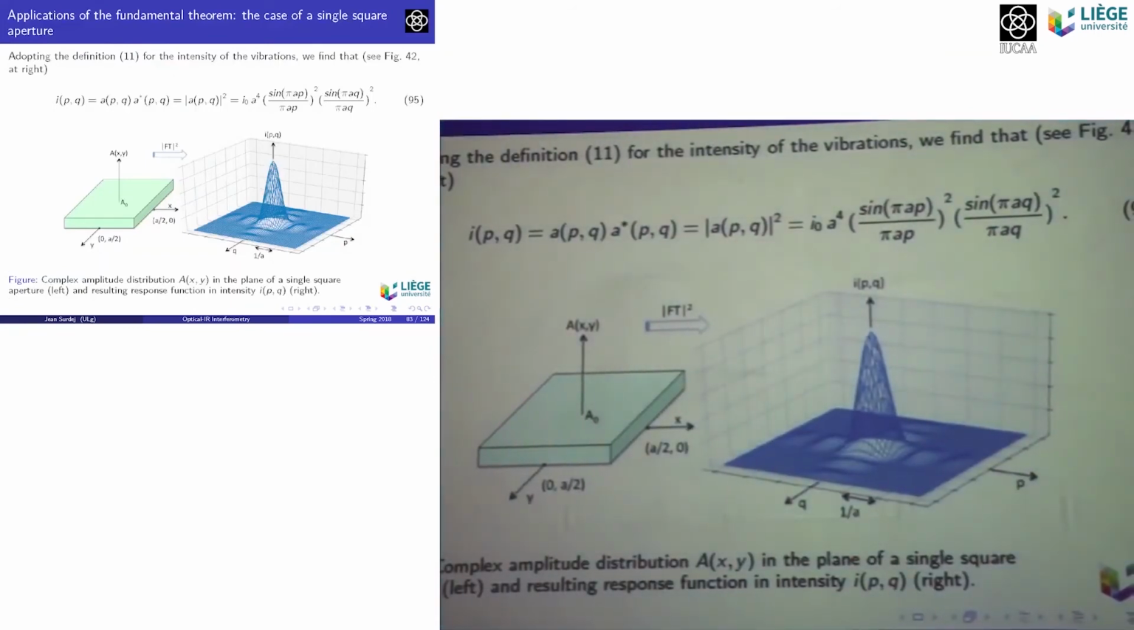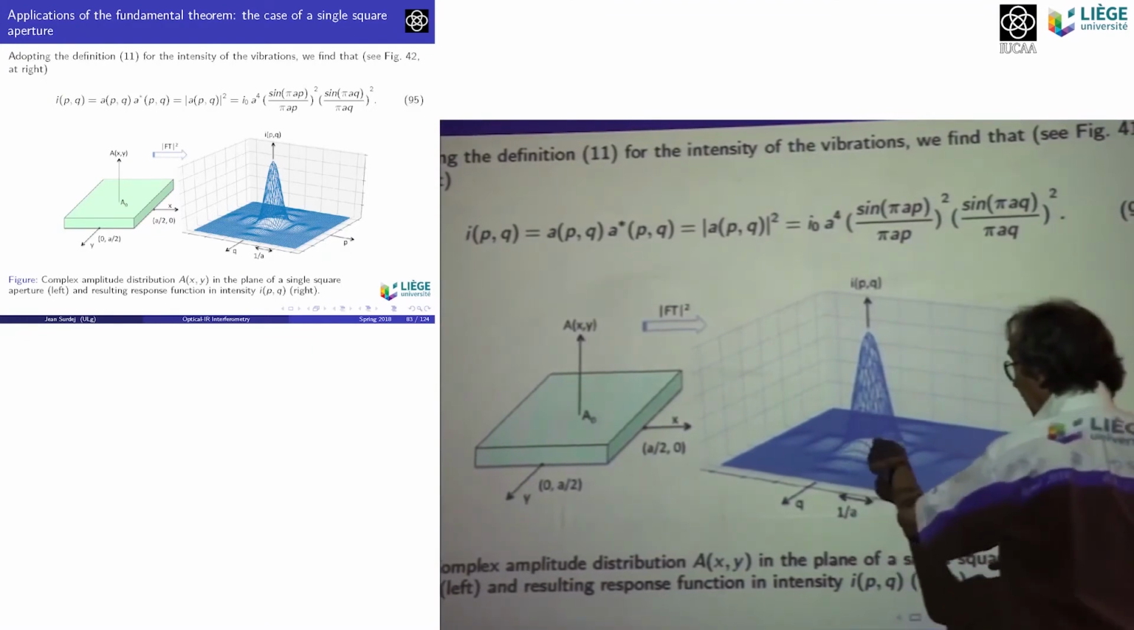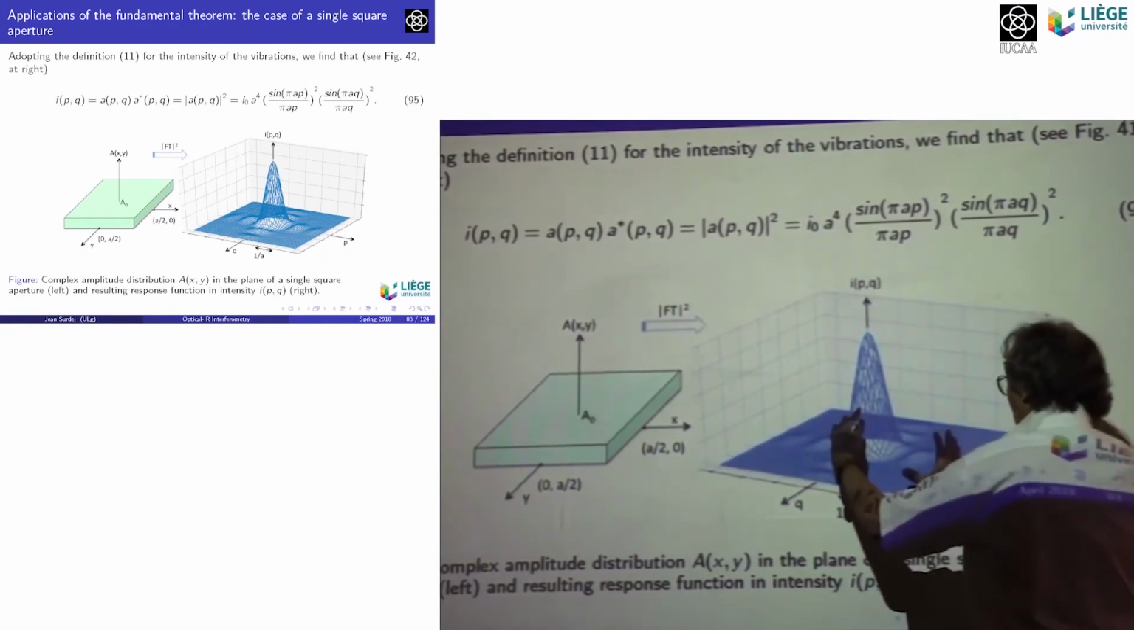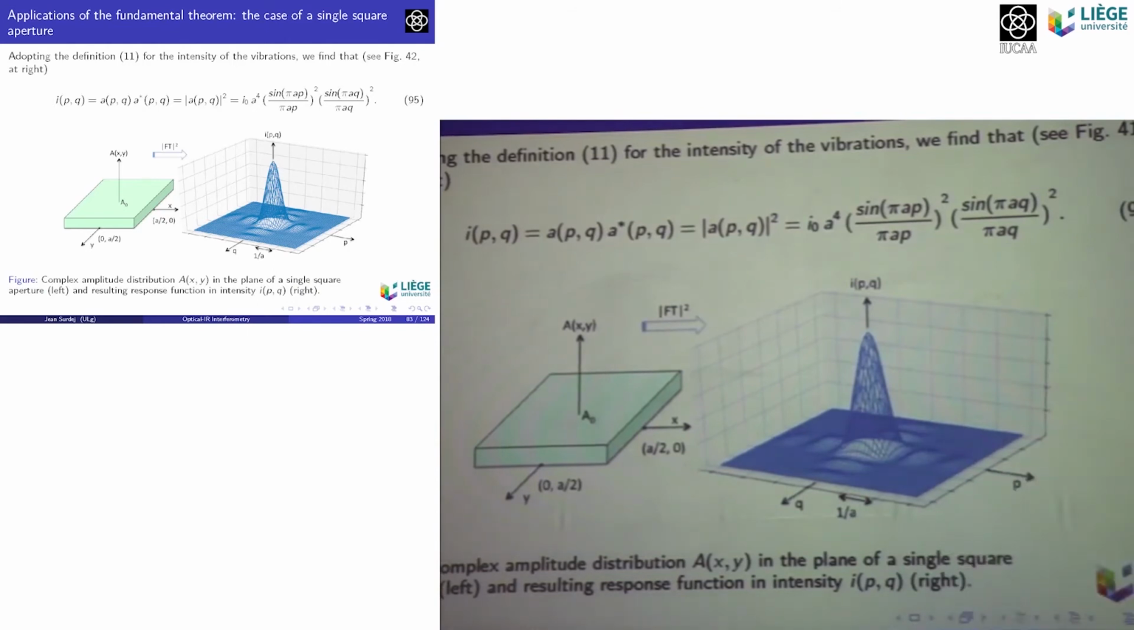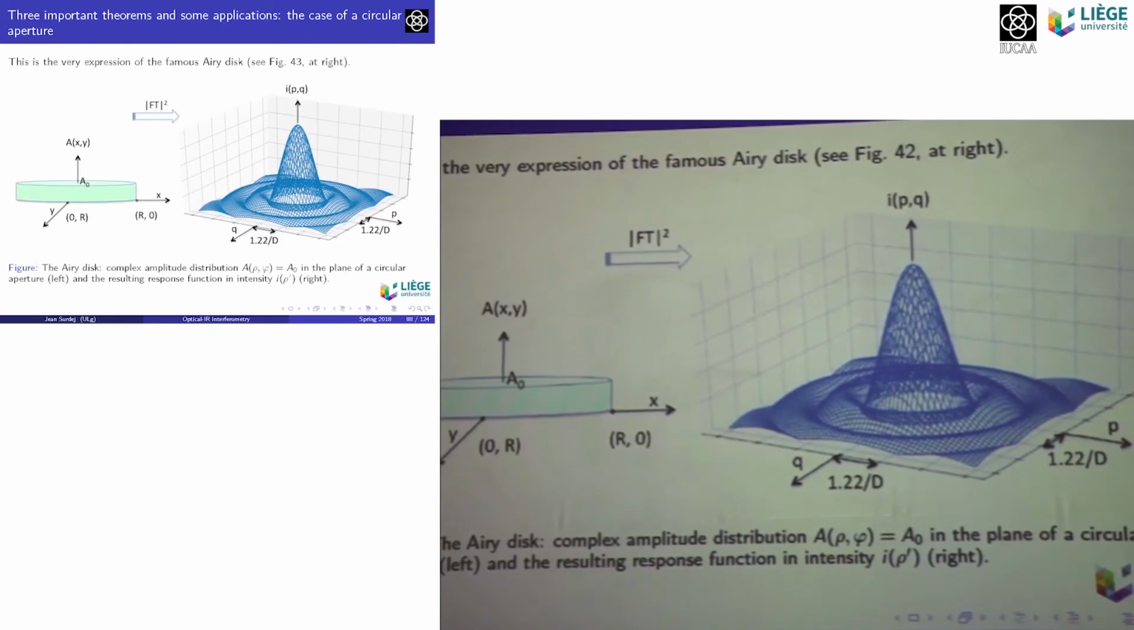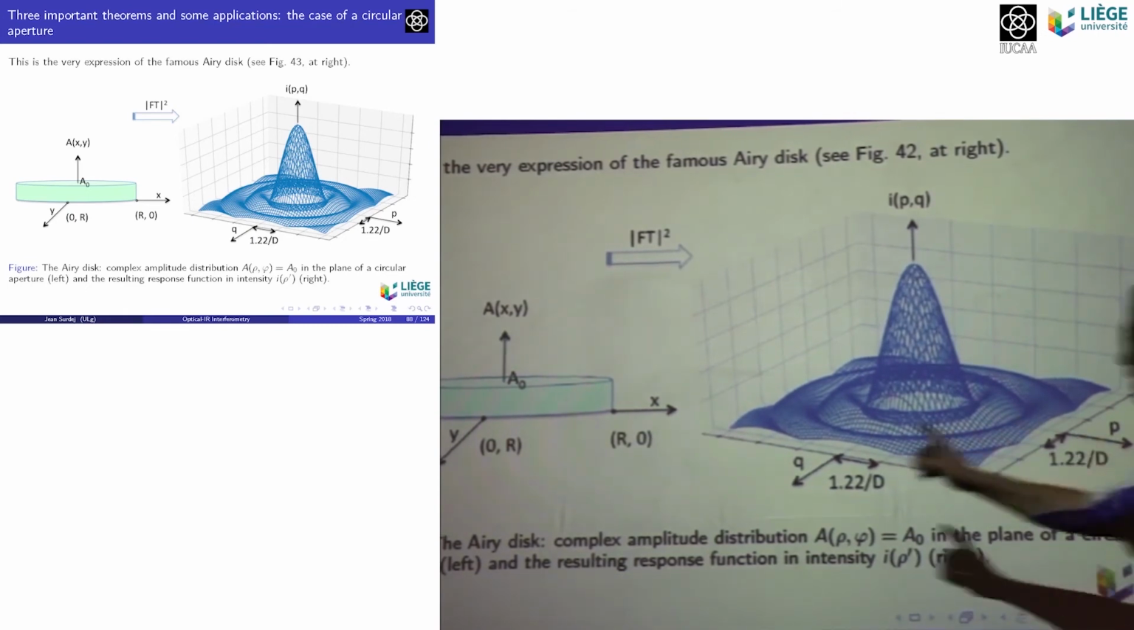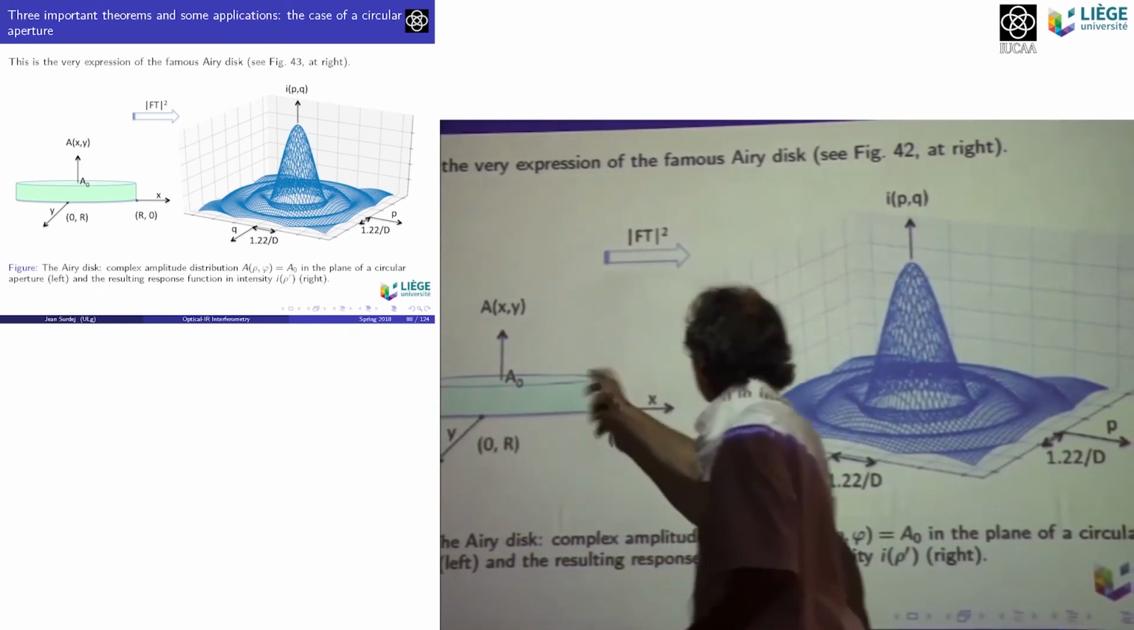So the answer is that, instead of being here at P equals 0, Q equals 0, it will simply be translated. So we still obtain the same result. The problem of interest to us is that most telescopes do not consist of a square mirror, but a circular aperture, or a circularly symmetric lens. And so now you see the aperture is represented by this model.